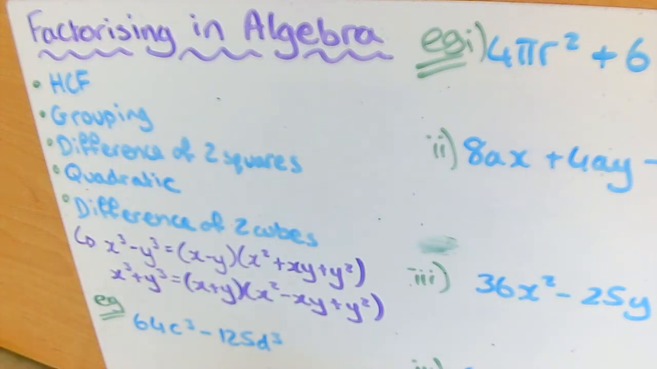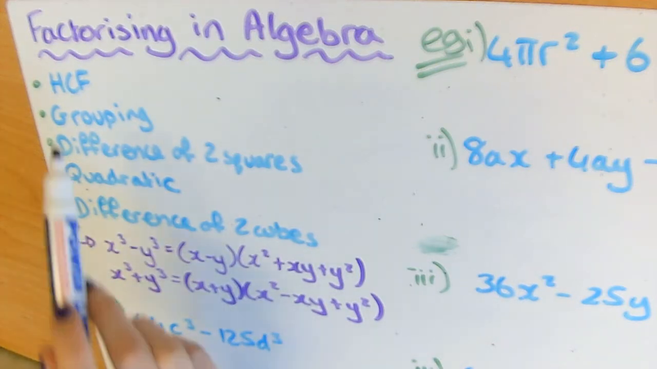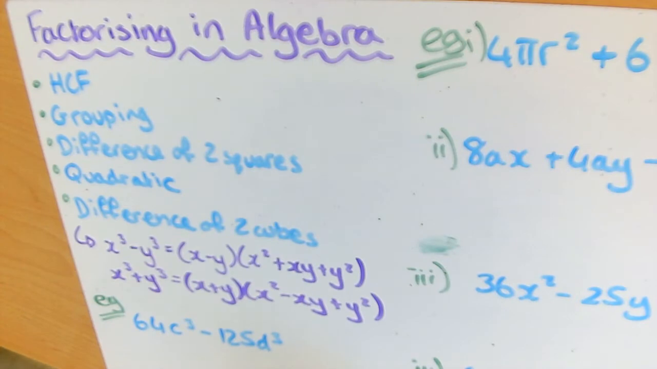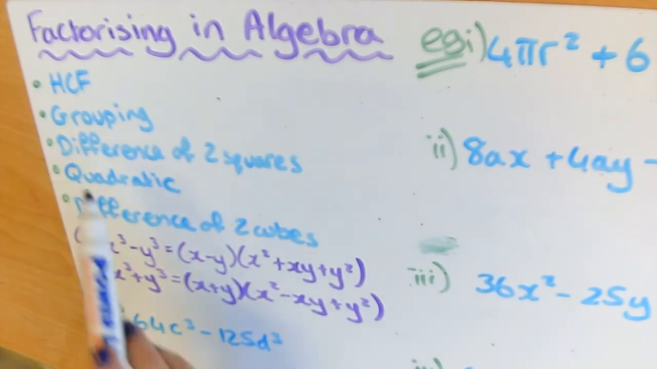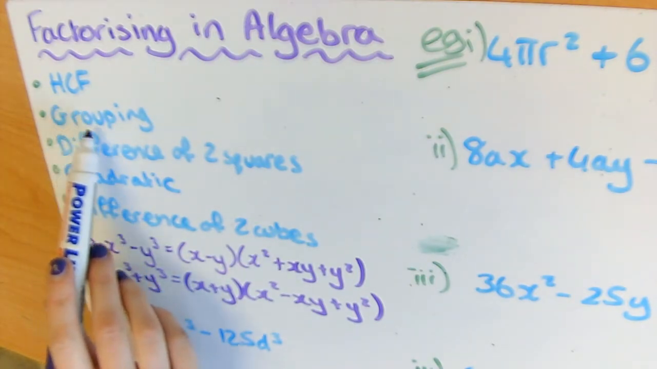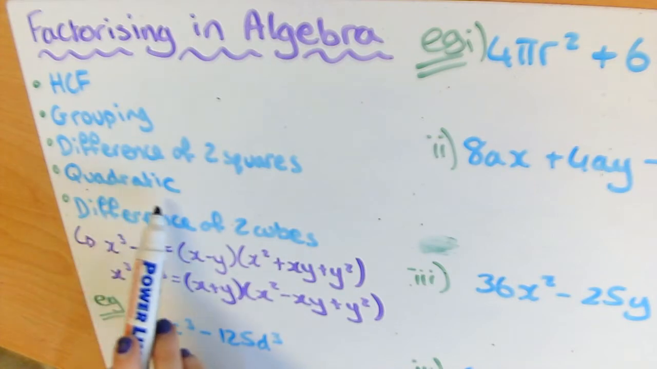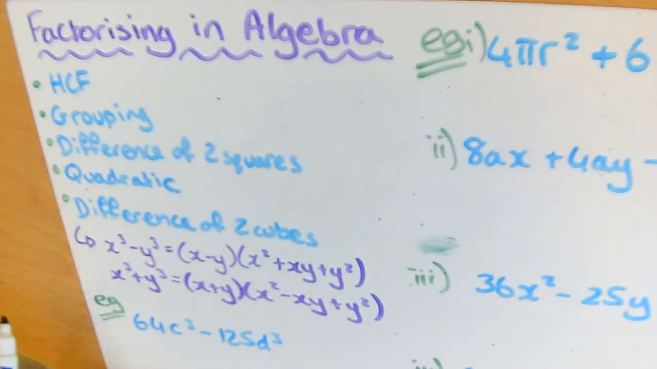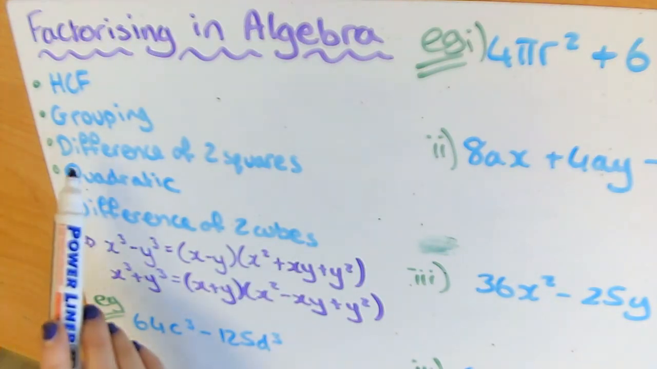Okay guys, so there's a good bit to go through in this one because what we're looking at is called factorizing in algebra. When we factorize in algebra, we have 5 different types of factorization: HCF, or highest common factor, grouping, difference of two squares, quadratic, and difference of two cubes. HCF is kind of our default one that we use when nothing else works.